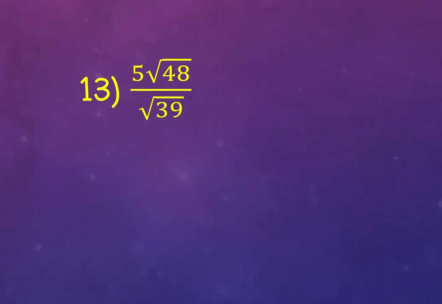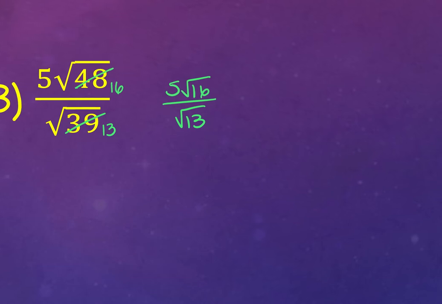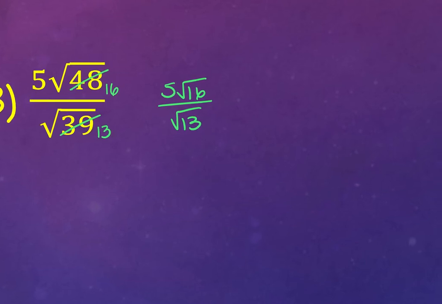And 13, what goes into both 48 and 39? 3. 3 goes into 48, 16 times. 3 goes into 39, 13 times. So I have 5 square root 16 over square root 13. Can I simplify that further? Yeah, 4. Good. Square root 16 is 4, and this becomes 20 over square root 13.